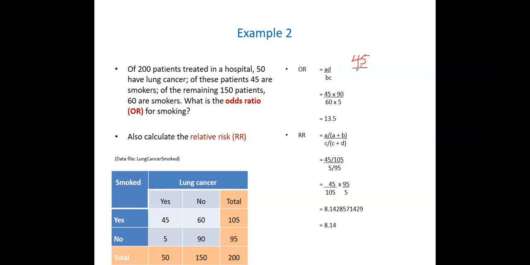45 over 50, and 5 over 50. Since this is the risk of smoking and this is the risk of not smoking, if you divide this by this, now if you remember your basic maths, it will be 45 over 50 times 50 over 5. Do you agree? Please, let's talk. It's a workshop. You're allowed to talk. Yes, sir. The 50 will cancel 50. It will remain 45 over 5.